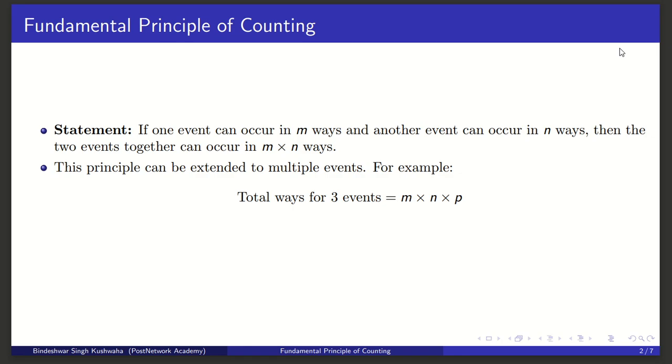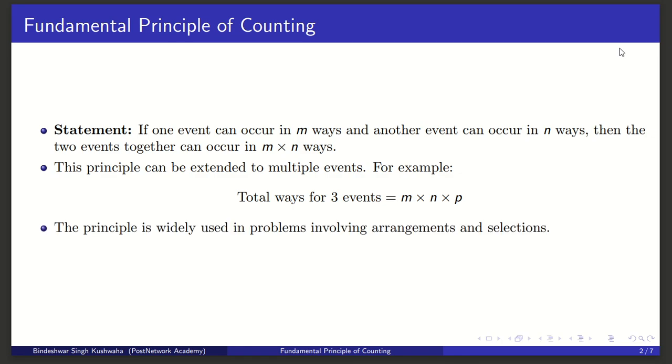This principle can be extended to multiple events. For example, if there are three events, the total ways for the three events is m into n into p. Basically, the principle is widely used in problems involving arrangements and selections.